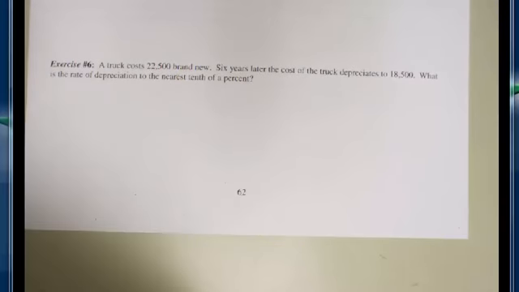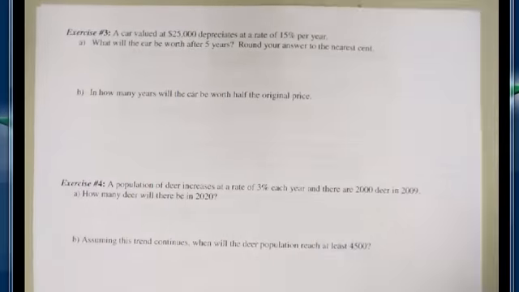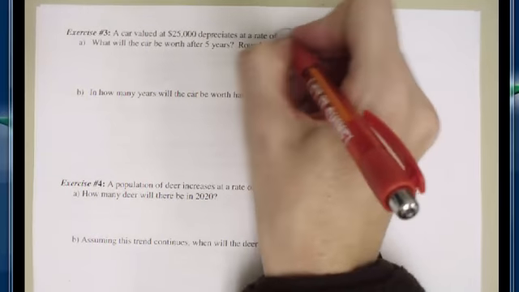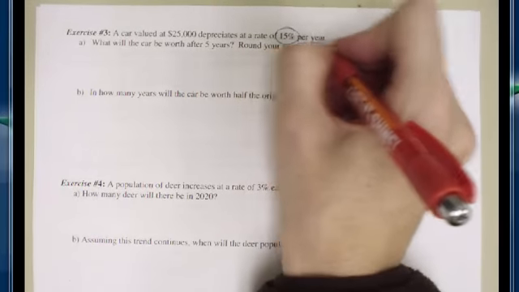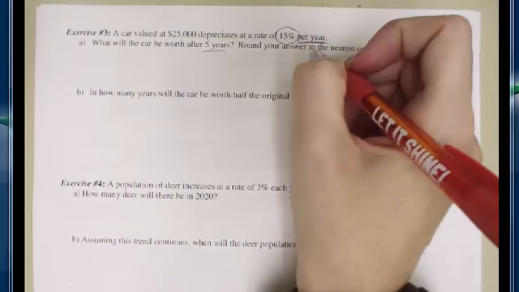All right. Let's look at another one. A car is valued at $25,000, depreciating at a rate of 15% per year. What will it be worth after 5 years? Round to the nearest cent.